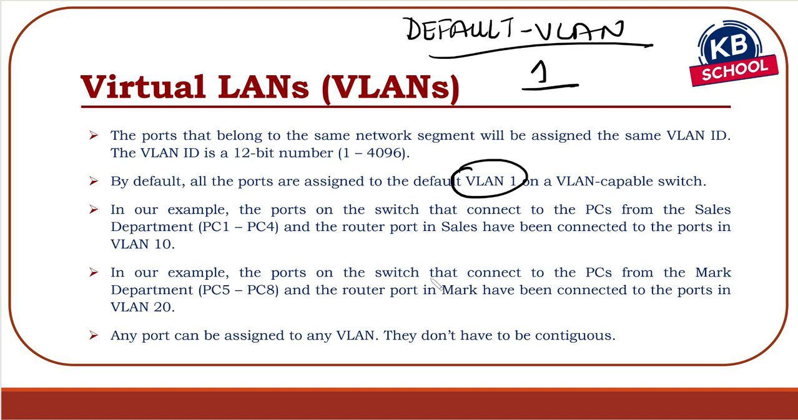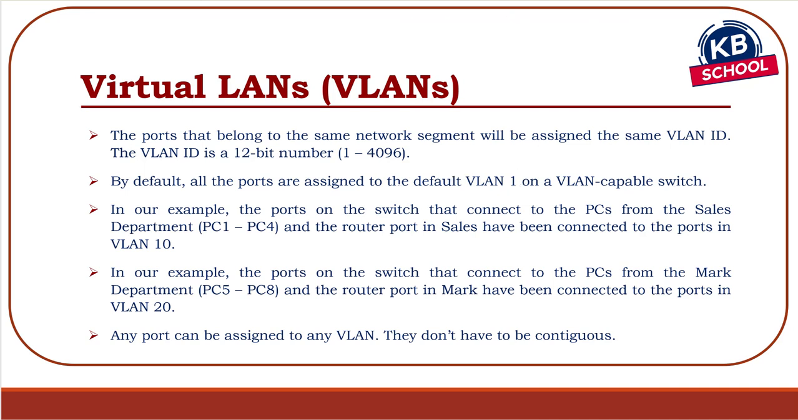In our example, the ports on the switch that connect to the PCs from the sales department, PC 1 through 4, and the router port in the sales network will have connected ports in VLAN 10. Similarly, PCs 5 through 8 and the router port in the marketing department will be VLAN 20. Any port can be assigned to any VLAN. They don't need to be contiguous. That's why I purposely did this over here.